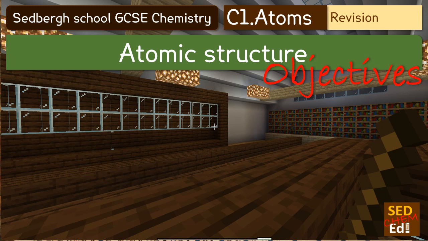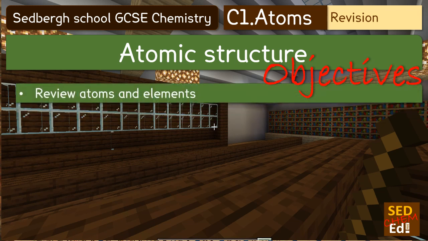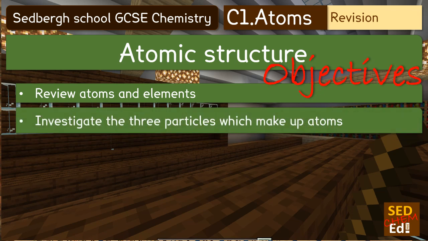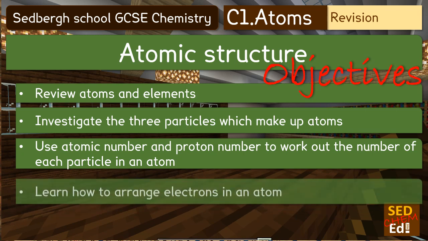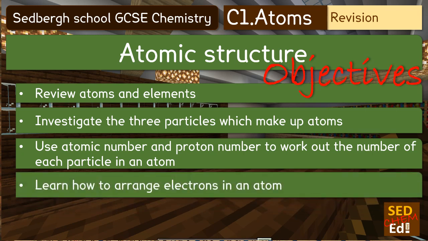In this video, we will look at the following. We're going to review the definition of atoms and elements. We're going to investigate the three subatomic particles of which all atoms are made. We're going to use atomic number and mass number to work out the total number of each of those particles inside any atom. And we're going to learn how to arrange electrons inside an atom.